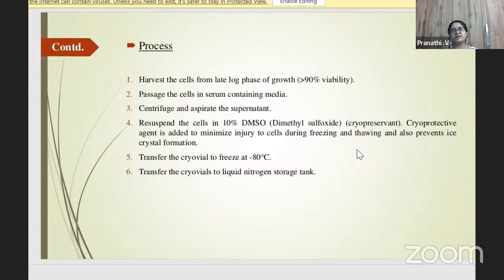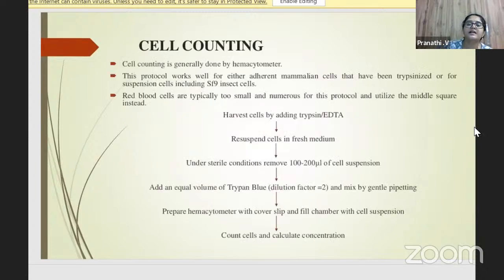We know that between 4 degrees Celsius and 0 degrees Celsius, whenever water is frozen to form ice, its volume increases. If this happens in the cell, the volume increases upon freezing and thawing, because of which the cell is going to burst out. So to avoid this, you use 10% DMSO, which is dimethyl sulfoxide. And then you transfer this to be frozen at minus 80 degrees Celsius, and then to a liquid nitrogen storage tank. The temperature of liquid nitrogen is around minus 196 degrees Celsius, wherein the nitrogen stays in the liquid form. So it is the best way to preserve any kind of organism, in fact, or tissues for that matter.